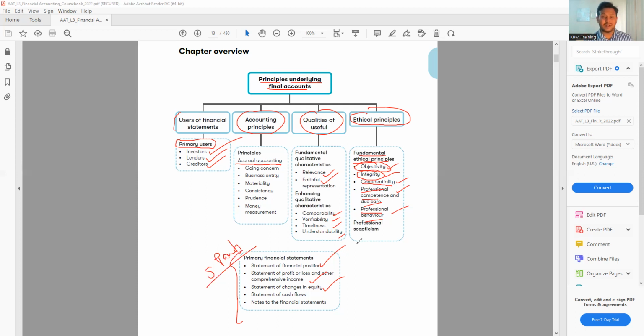So this sort of thing is not very important in level 3, because you're going to learn all of this in level 4. For the time being, all you have to know is that we have 5 parts in the financial statement. Then you have a statement of cash flow.